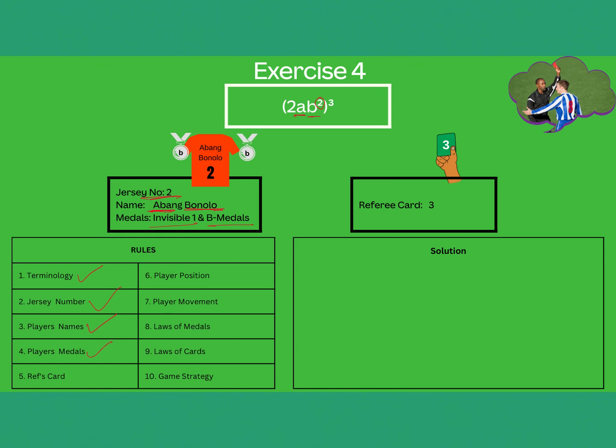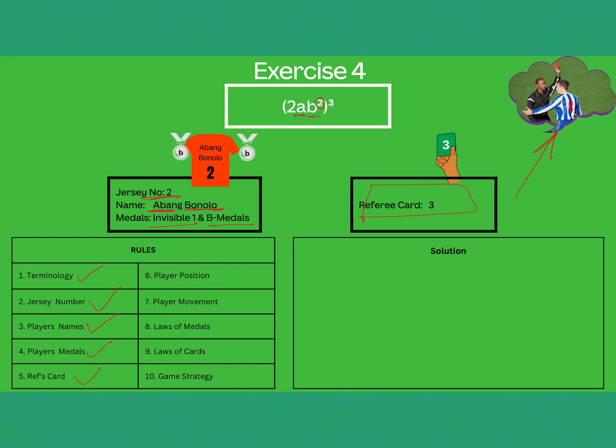Right. Ref's card. We have a ref's card. So the ref's card is shown like the image here, top right. But we mustn't think about it as a bad card like the red card. Think about it as a good card because this card is going to multiply your medals. So we've done ref's card.